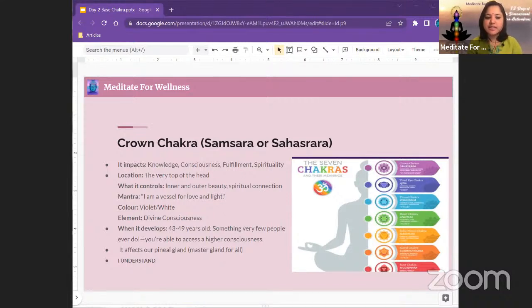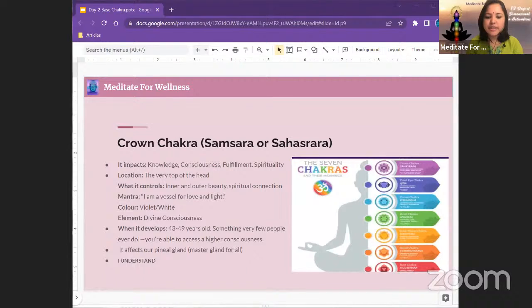The mantra here is I am a vessel for love and light. So you're really in harmony with the universe. The color is violet and a little bit of white, but mostly it is said to be violet. And the element is divine consciousness here. It usually develops later in age when we go into service, when we work on ourselves a lot. It is something very rare, very few people ever do it in their lives. It takes lifetimes to bring balance here. And we are able to access our higher consciousness.